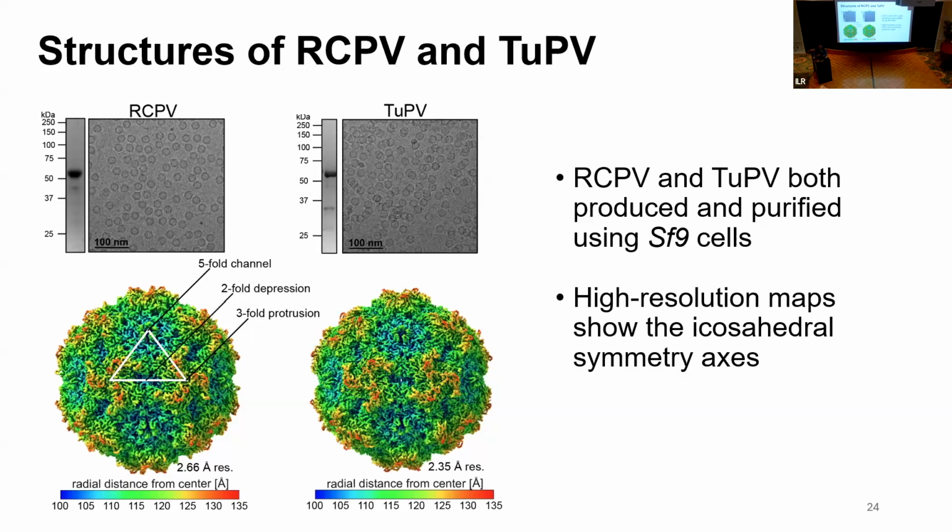And then going through that entire workflow I mentioned earlier, I was able to get two structures, one map for RCPV and one map for TuPV, at 2.66 angstrom and 2.35 angstrom, which are both pretty good. Here you can see that the maps show those characteristics I talked about earlier: the 5-fold channel here, the 2-fold depression here, as well as the 3-fold protrusion.